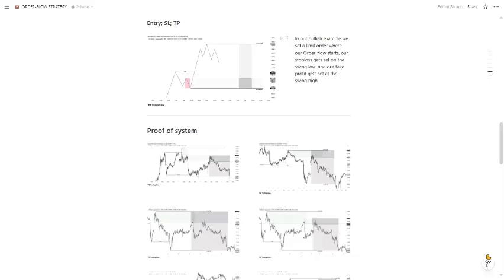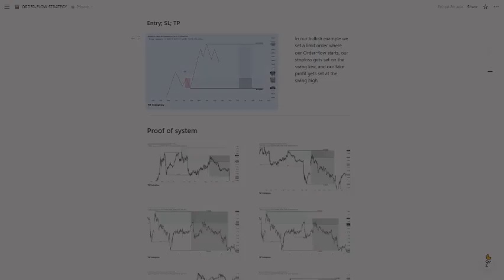In the upcoming video, I'm going to speak more about the system's risk factors and get a little bit deeper into that. But yes, it's a limit order system. In our bullish example, we set a limit order where our order flow starts. Our stop loss gets set down on the swing low, and our take profit gets set at the swing high. Something easy. No one can really mess this up, to be quite honest.